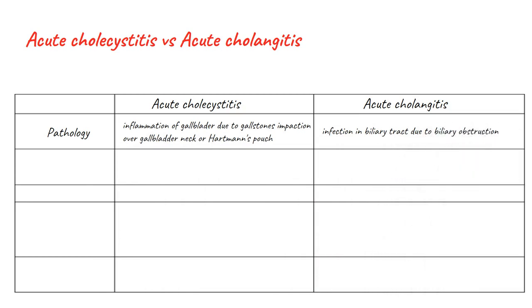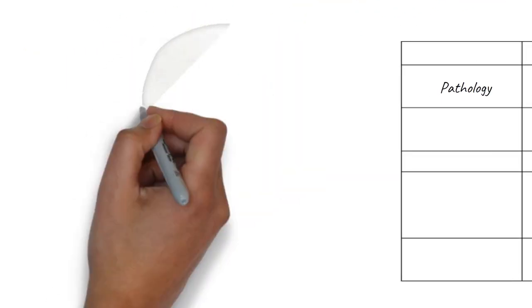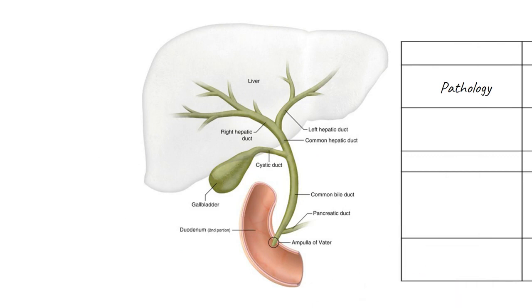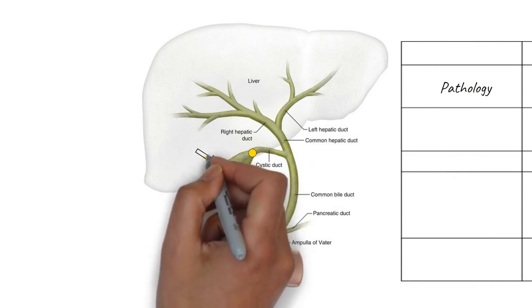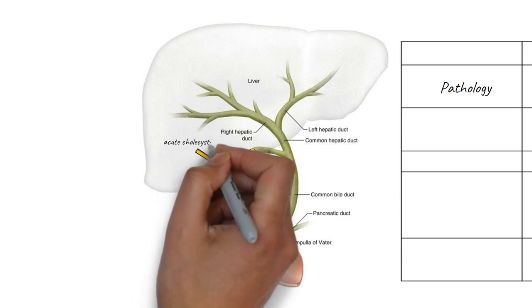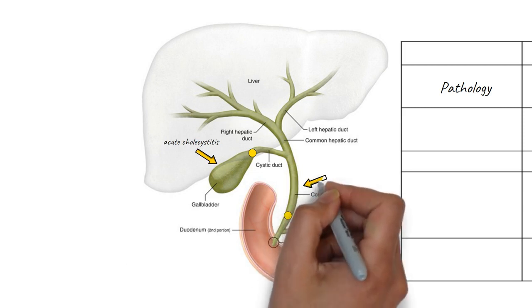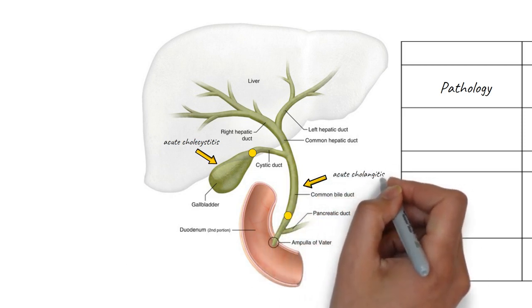Gallstones are one of the most common etiologies, but it could also be due to other causes such as malignancies or other biliary tract strictures. So here from this diagram of the biliary system, you can see that the difference in sites causes different presentations in different diseases. If the gallstone is impacted in the gallbladder neck, then the gallbladder would be inflamed and it causes acute cholecystitis. If the gallstone is dislodged and blocks the common bile duct, then there would be biliary obstruction with bile stasis and thus infection in the biliary tract.